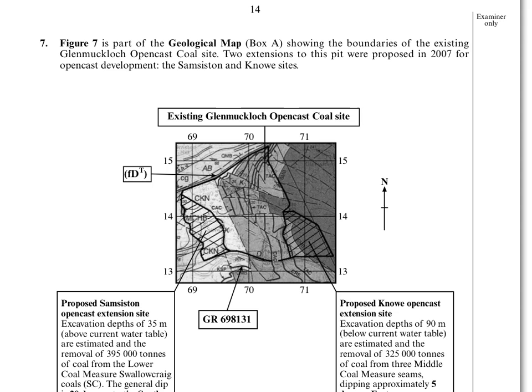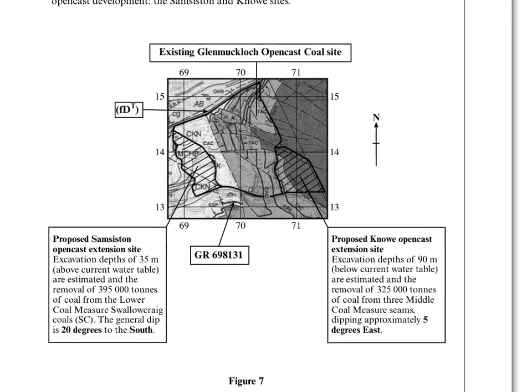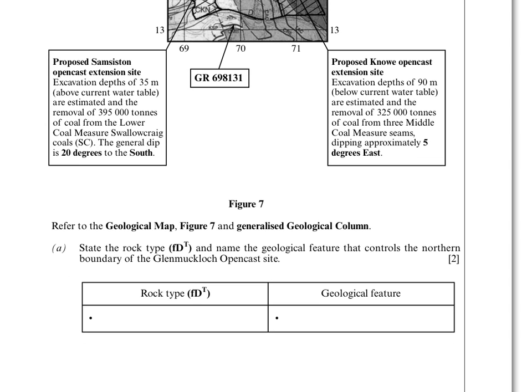The last question was question 7, and it was all about an open cast coal mine. Now this was an open cast, not an underground mine. And the first thing I think they ask you is to look at the map for this rock here, FDT. Name the rock type and the geological feature.